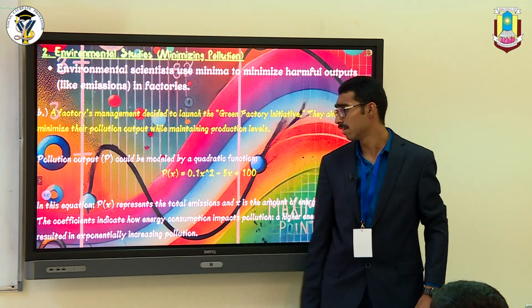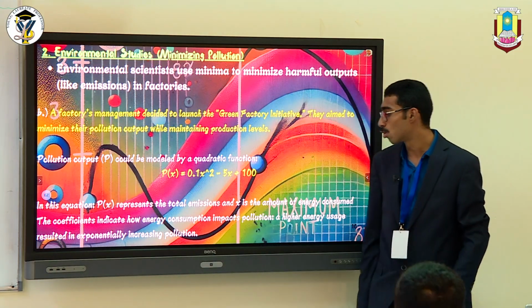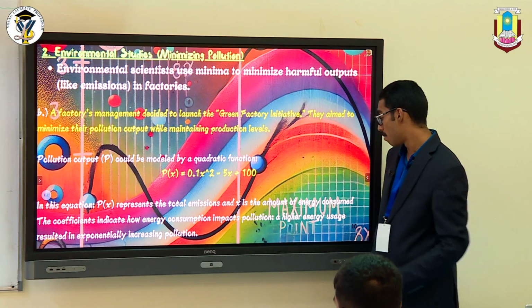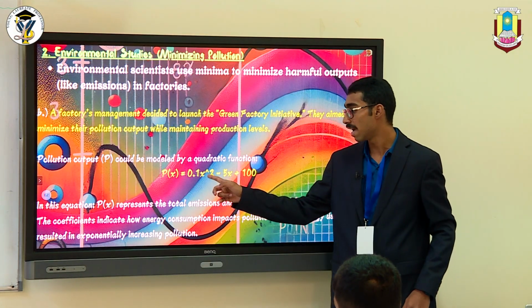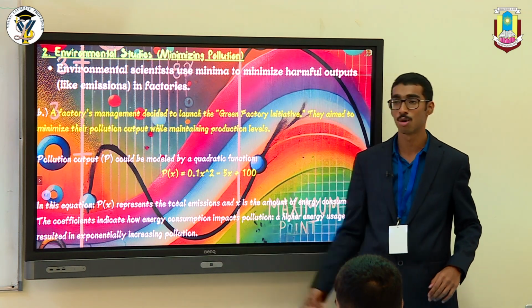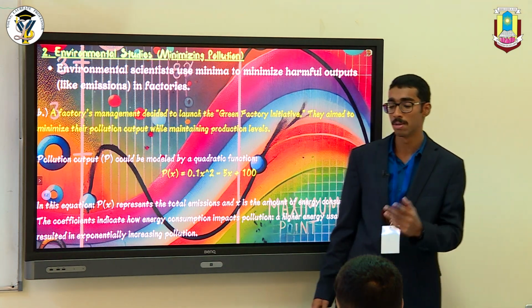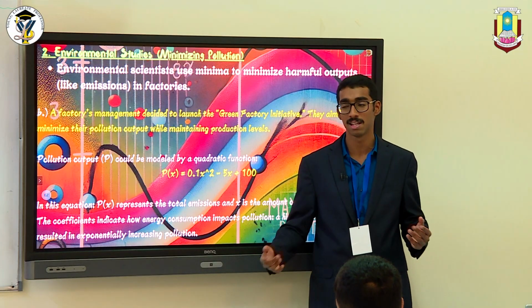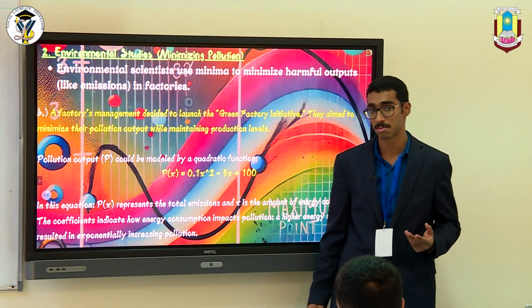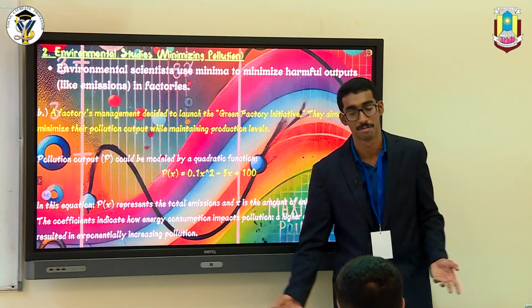In this equation, p of x represents the total pollution emissions, and x is the amount of energy consumed. This is the energy it consumes. If the coefficients are more, that means the energy consumed is more, and if they are less, it's less, of course.